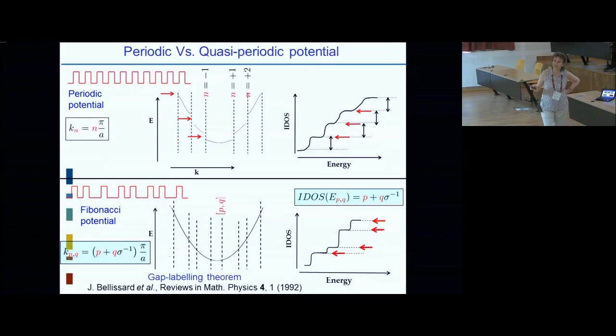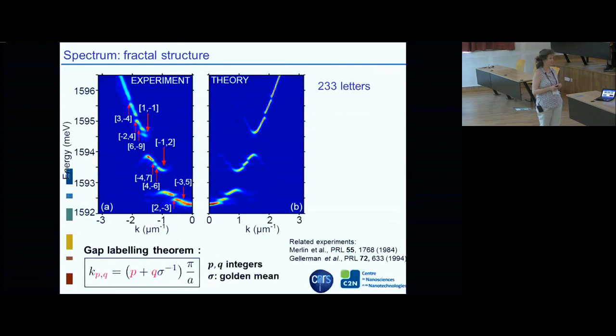And so what he showed is that the density of states also presents steps, but this time they are not equally spaced and they don't have the same height. So we did the experiment and see how the dispersion looks.